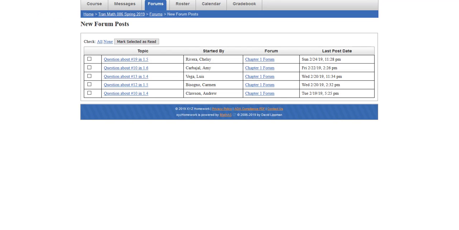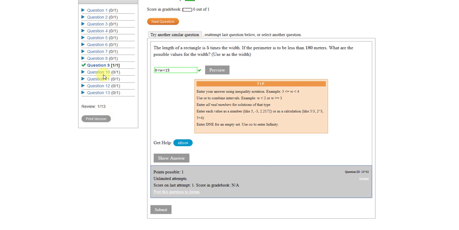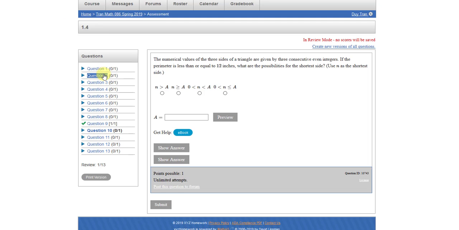Okay, so that's the first question I got from one person. The next one is still 1.4, question 10 and then 13. So 10. The numerical values of the three sides of a triangle are given by 3 consecutive even integers. If the perimeter is less than or equal to 12 inches, what are the possibilities of the shortest side?